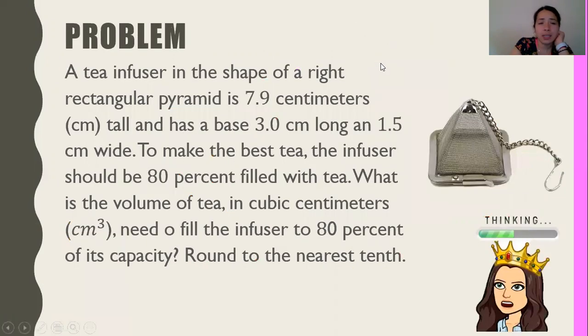All right, so let's go on to our next slide. This question. So the problem for today is a tea infuser is the shape of a right rectangular pyramid. The right rectangular pyramid is 7.9 centimeters tall and has a base 3.0 centimeters long and 1.5 centimeters wide. To make the best tea, the infuser should be 80% filled with tea. What is the volume of tea in cubic centimeters needed to fill the infuser to 80% of its capacity? Round to the nearest tenth.